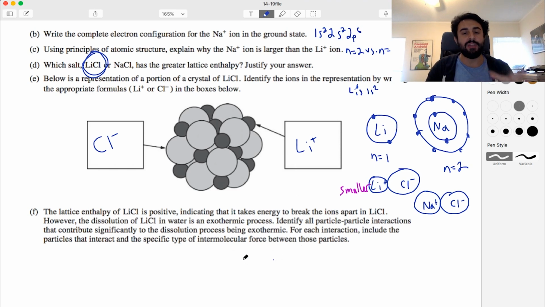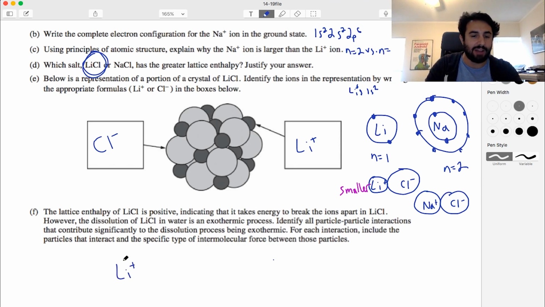But in this case, the energy of solvation is greater than the lattice energy for lithium chloride. So more energy is released by solvation than is required to break up the lattice. So it's exothermic. So why is that? What are the particle-particle interactions that contribute significantly to the dissolution process being exothermic? So what are the interactions that the individual ions are making? That's essentially what this question is asking.